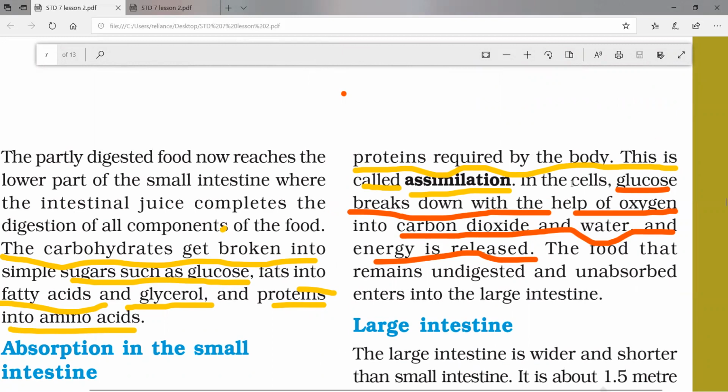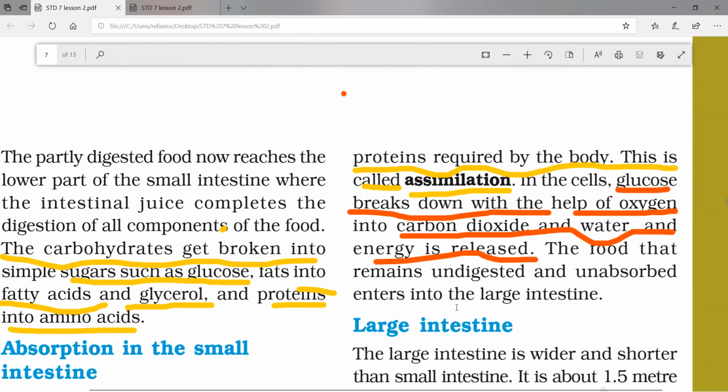So all this digested food is getting assimilated, and this glucose is broken down in every cell of the body, and while the breaking down of glucose takes place, it releases energy with carbon dioxide and water.